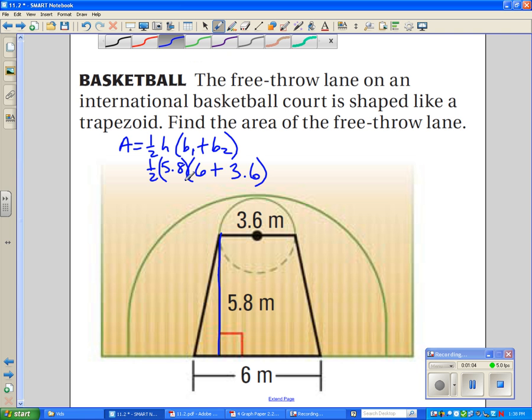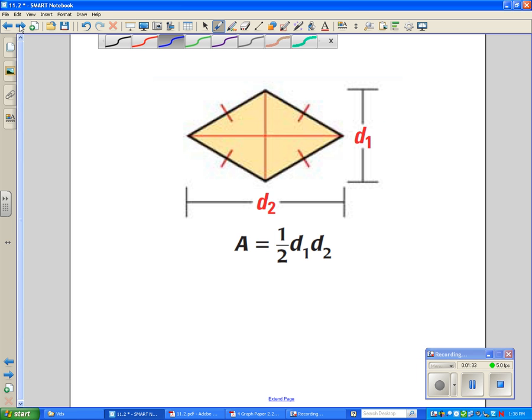Then we just need to make sure we get a calculator, and I've got mine right here, and we plug it in. If you don't have a calculator, obviously you have to do this with the good old arithmetic. 5.8 divided by 2 times 6 plus 3.6. I get 27.84. Now we're looking for the units here. Notice the units are in meters, so this is meters squared. Checking my work, 5.8 divided by 2. Yep, looks good.